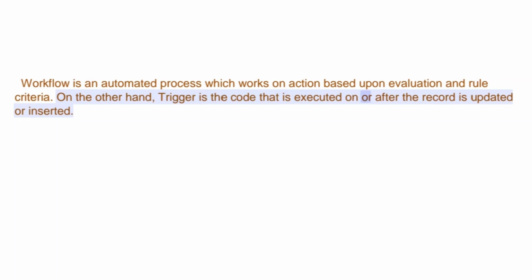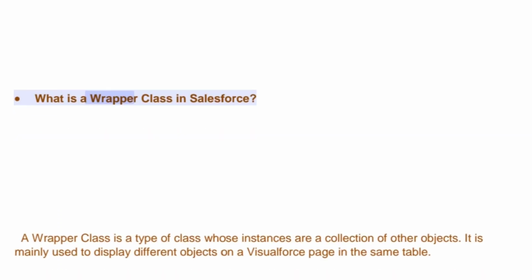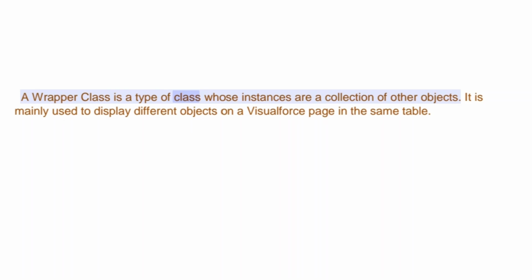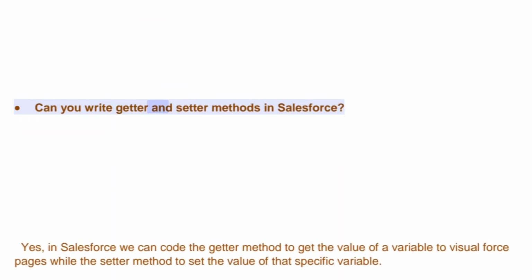On the other hand, a trigger is the code that is executed on or after the record is updated or inserted. What is a wrapper class in Salesforce? A wrapper class is a type of class whose instances are a collection of other objects. It is mainly used to display different objects on a Visualforce page in the same table.